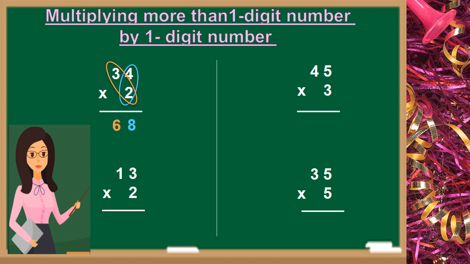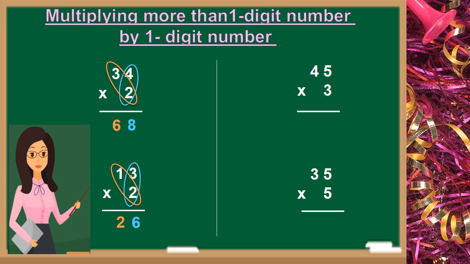Here we have 13 times 2. So we will multiply 2 by 3 equals 6. Then we will multiply the same 2 by 1 equals 2. Yes. The third example, 45 times 3.